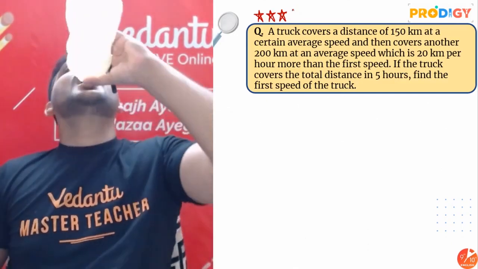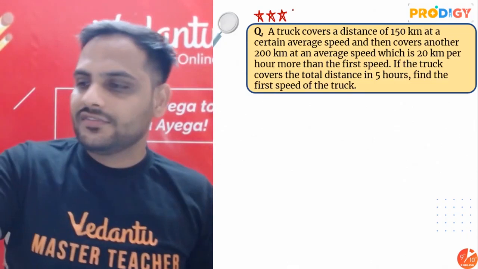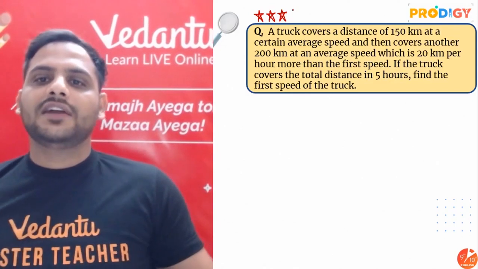A truck covers a distance of 150 km at a certain average speed and then covers 200 km at an average speed which is 20 km per hour more than the first speed. Okay? If the truck covers the total distance in 5 hours, find the speed of the truck, or the first speed of the truck.